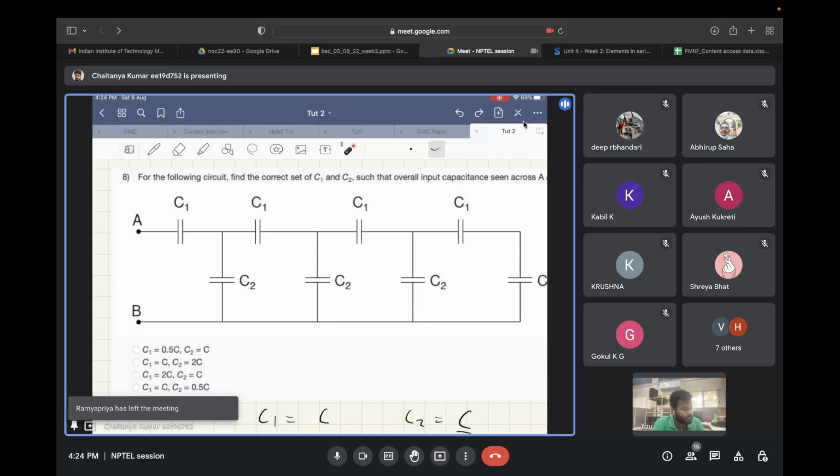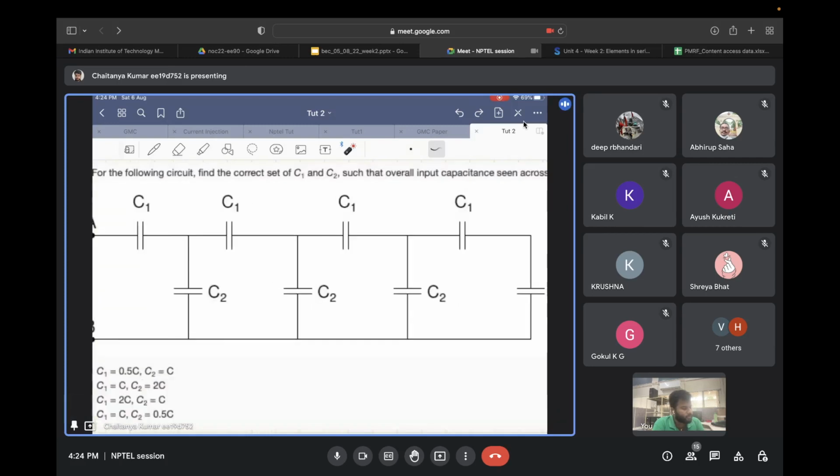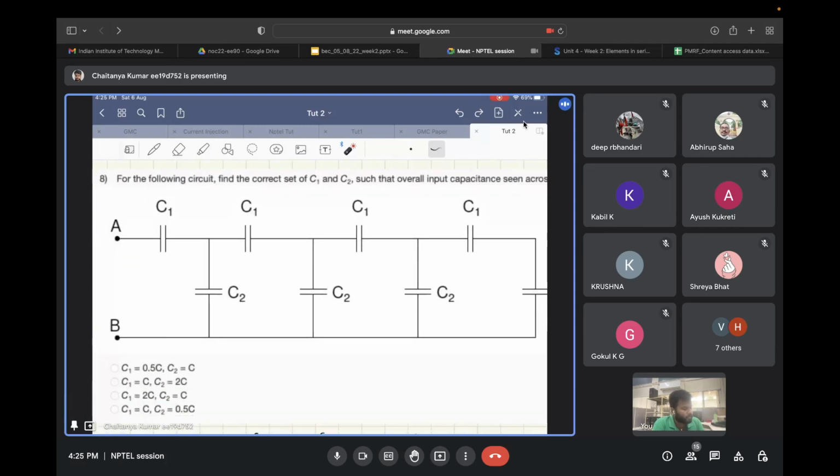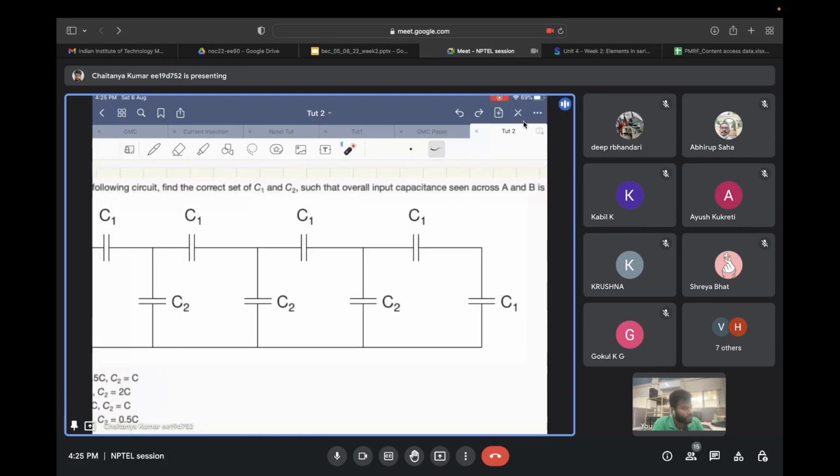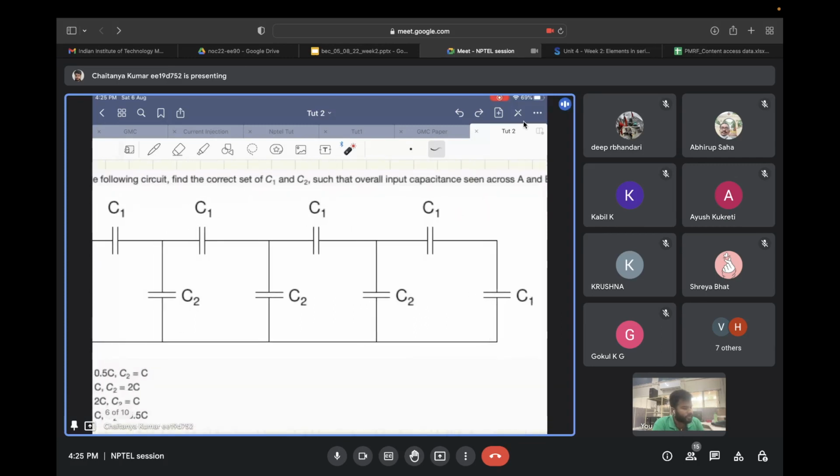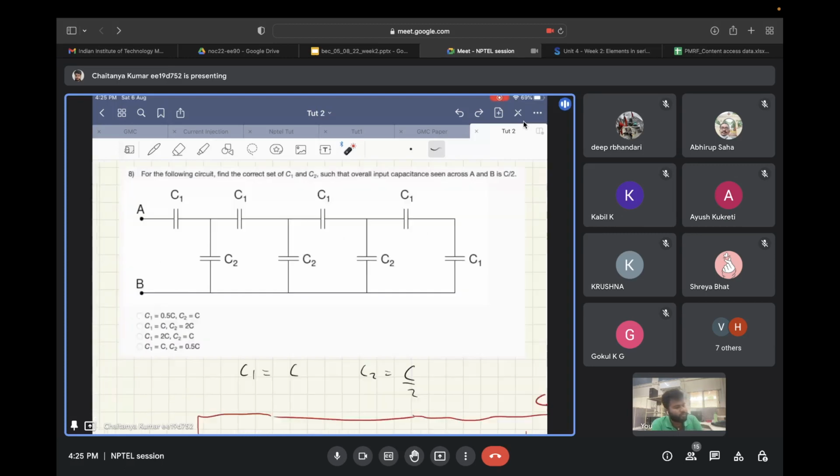Now, this is a question that is similar to the question that we saw for resistors. For what values of capacitance C1 and C2 will we get the equivalent capacitance as C by 2? Please try it out.